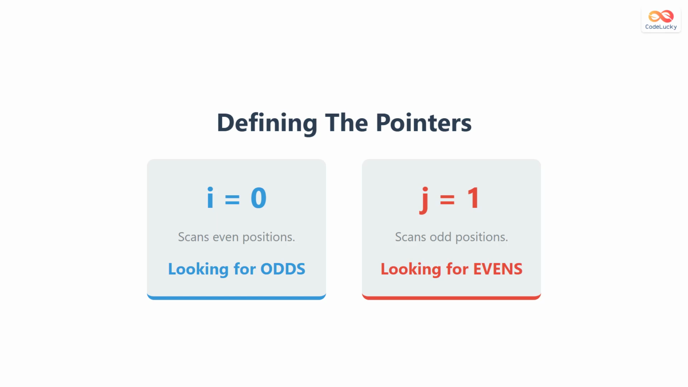To do this, we define 2 pointers. Let's call them i and j. Pointer i will start at 0 and scan only the even positions. Its job is to find any misplaced odd numbers. Pointer j starts at 1 and scans only the odd positions, looking for misplaced even numbers.